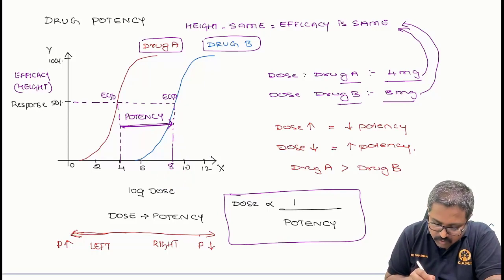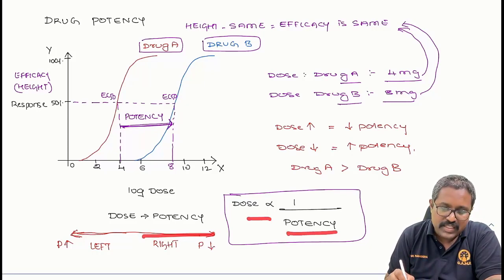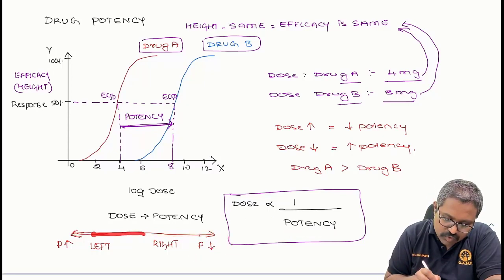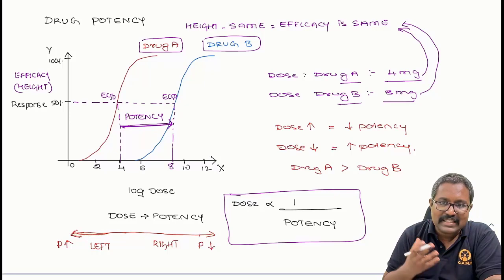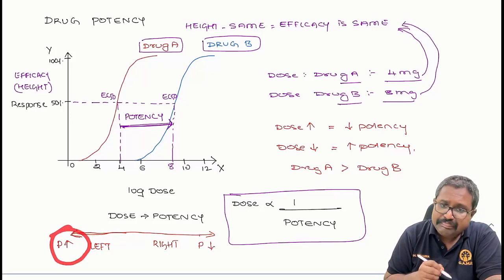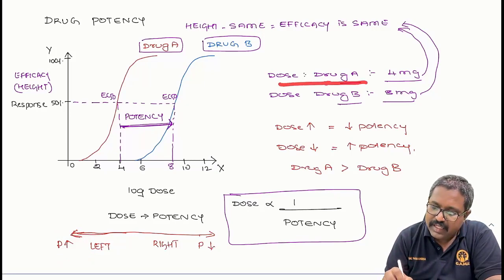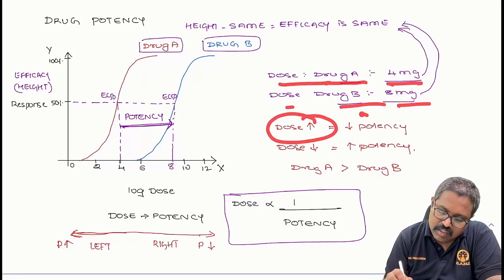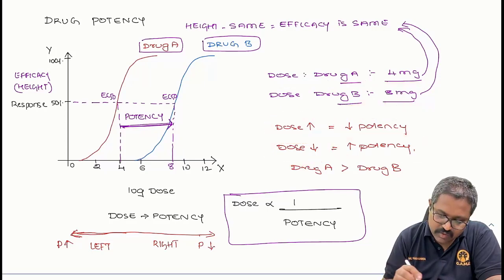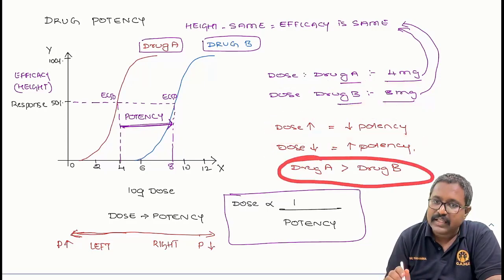If the dose moves towards the right side, what happens? The dose will increase. As we know, the dose is inversely proportional to the potency. If the dose moves towards the right side, the potency will reduce. If the dose moves towards the left side, that means the dose required is less, so the potency will increase. So the dose of drug A is 4 milligrams, the dose of drug B is 8 milligrams. If you increase the dose, the potency will decrease. If you decrease the dose, potency will increase. So in this graph, drug A is more potent than drug B.